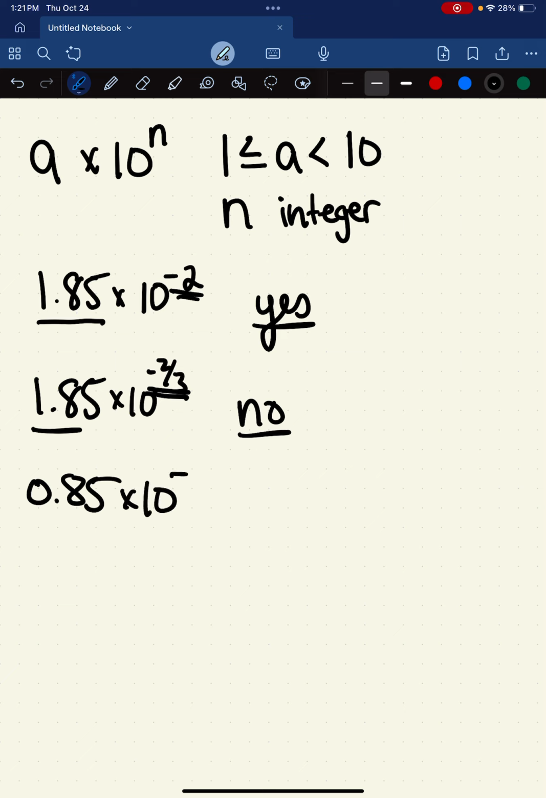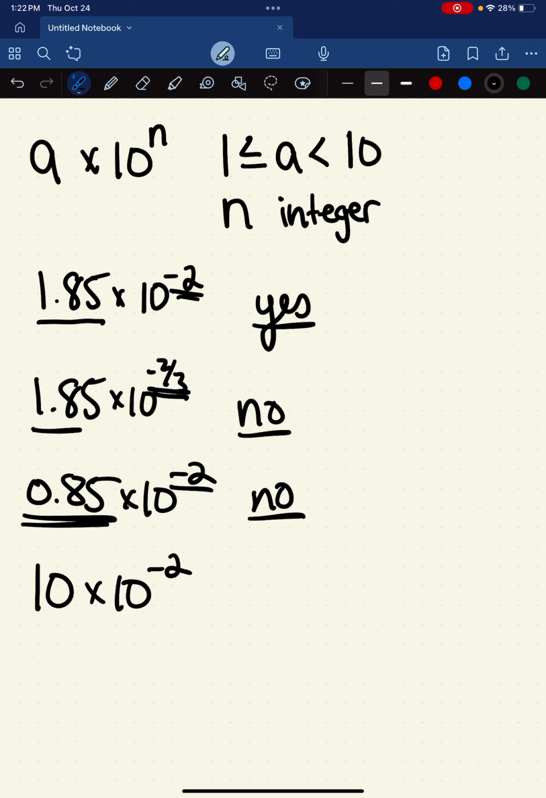What about 0.85 times 10 to the negative 2? Well, this is an integer, that's fine. But this is not a number between 1 and 10. So that's not. Then what about, let's say, 10 times 10 to the negative 2? Is that? Well, again, this is an integer, but this is not less than 10. That's equal to 10. So no.